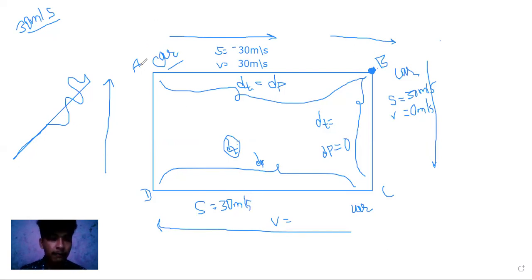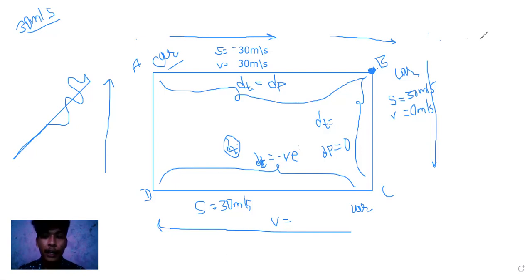Now look at the very first condition while going from A to B. It is going from left to right. Now it is coming from right to left, from C to D. That means here now some change will occur. That is, the displacement will be negative here. If the direction is changed, then the magnitude direction will also change.